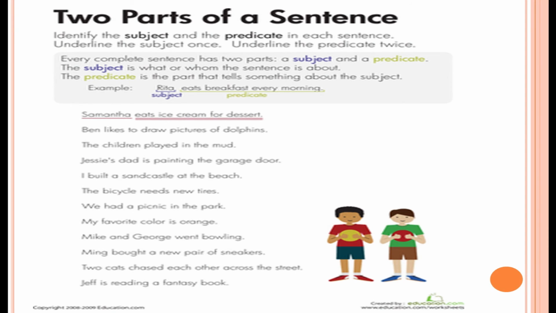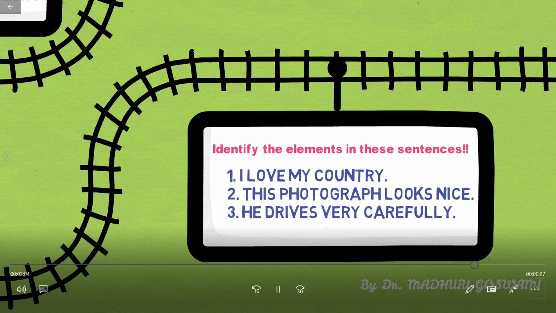Here comes the practice part. There are some sentences given on the sheet. Just try to identify all those elements of a sentence in English. Hope you have already seen the first part of this lesson, and in that part, we have given you three sentences. You can check your answers here.